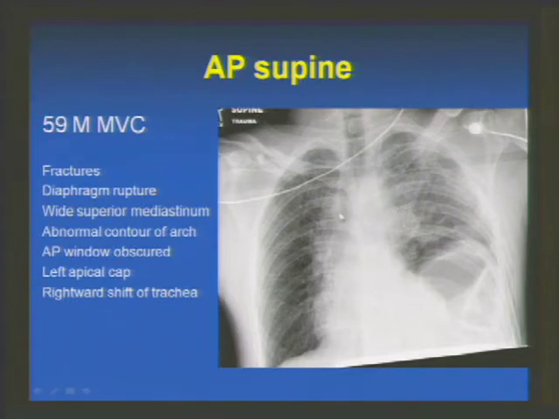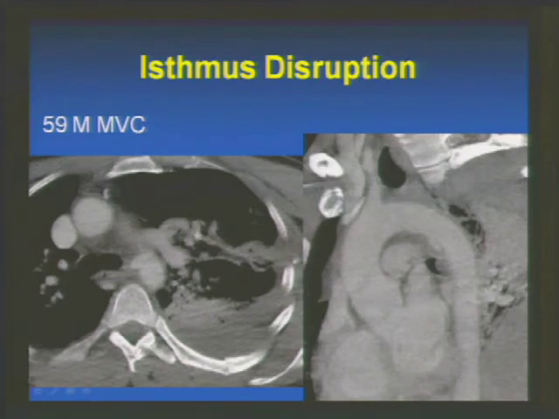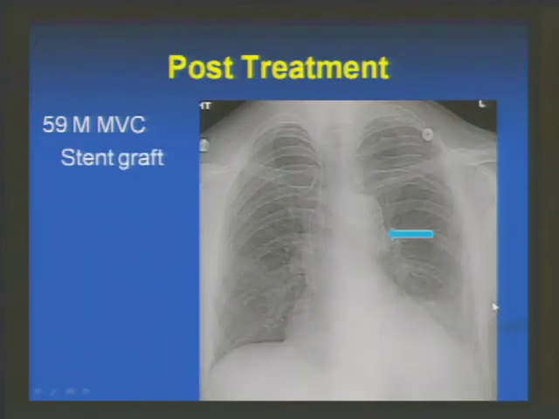In this patient, notice the widening of the mediastinum. Notice the AP window. There's really no AP window. And in fact, it looks like that may be a double aortic arch. Look at the left apical capping, and look at the trachea here. It's really shifted to the right. And on CT, again, in the axial image at the level of the isthmus, you can see irregularity of the posterior wall. And on this nice reconstructed image, you can again see the pseudoaneurysm and contrast extravasation. This patient was treated with endovascular stent graft and did very well.